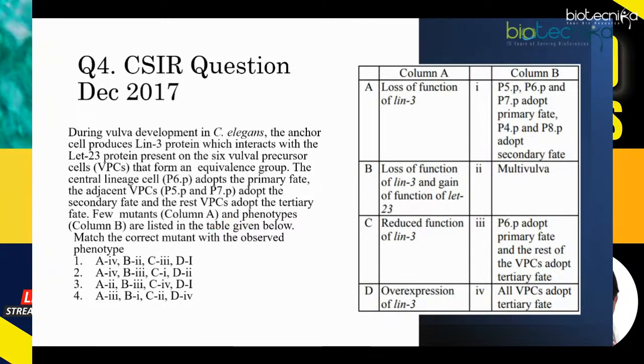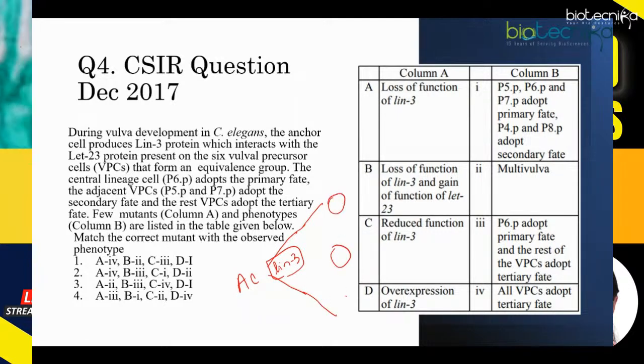All right, let's have a look. First of all, you should know the anchor cell is sending a signal. What is the signal type? That should be clear to you. The signal name is lin3, and the cells it gives the signal to, the P5.p, will have a receptor called let23. Let23 is the receptor, an RTK type of signaling receptor, a receptor tyrosine kinase, which further activates signaling responses in P5.p, because of which the P5.p goes for the primary fate.